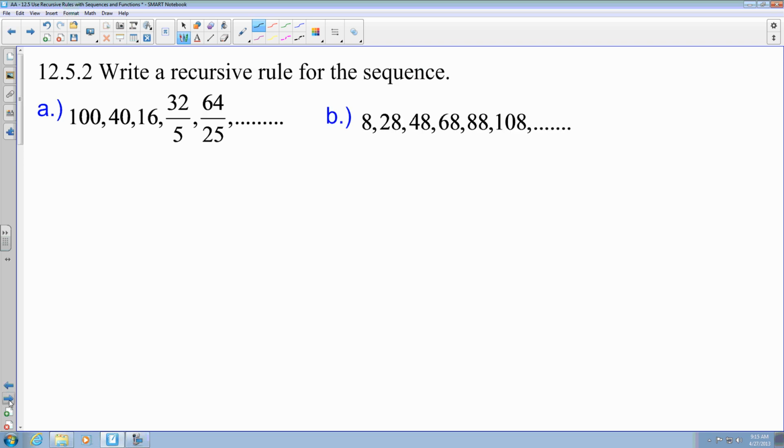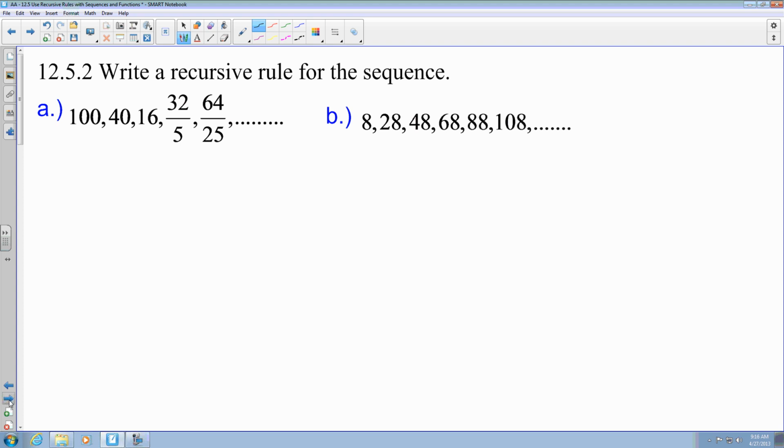There's going to be occasions where they're going to ask you to write a recursive rule for each of the sequences. The first step you're going to want to do is identify if the pattern is either arithmetic, geometric, or neither. If it's arithmetic or geometric, there's a certain equation that we can write.